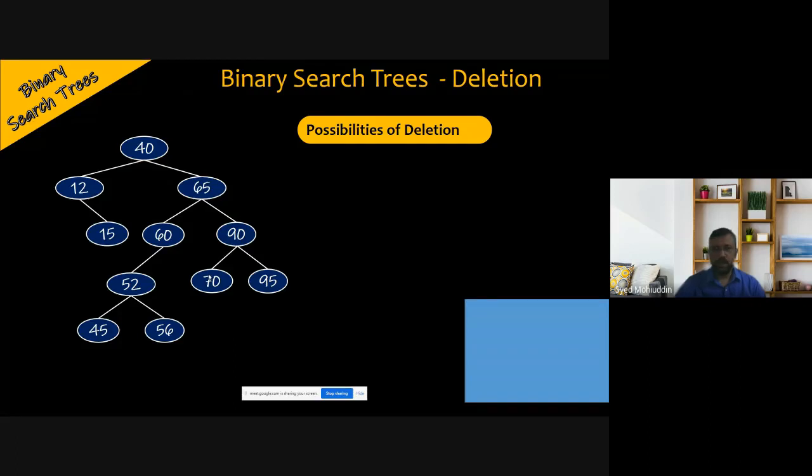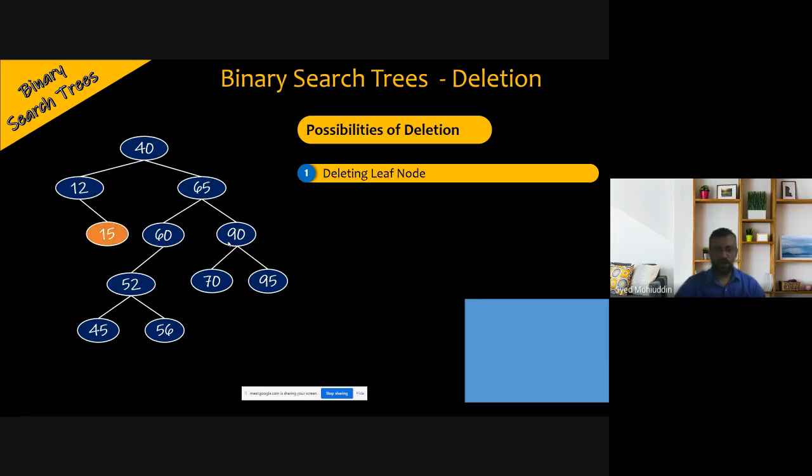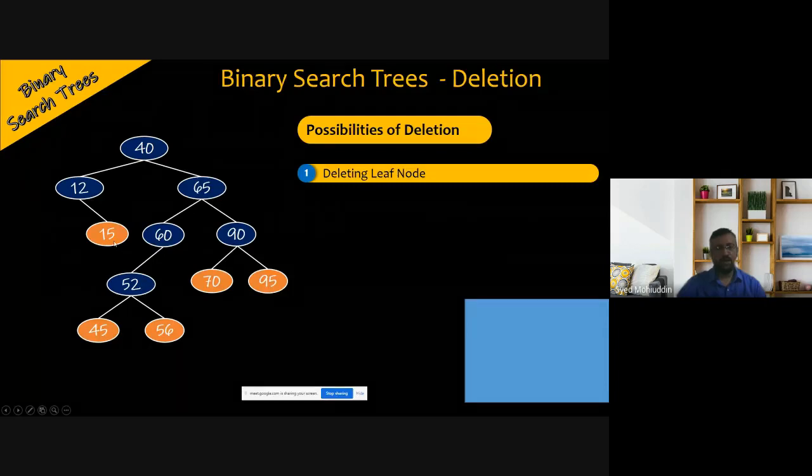Deletion has three possibilities. It can be a leaf node that we are trying to delete. That is what we talked about in the last class. For example, in this case, 15 is a leaf node, 45 is a leaf node, 56 is a leaf node, 70 is a leaf node, 95 is a leaf node. So deleting a leaf node is very simple. If we are trying to delete 15, 15 is the right child of node 12. So we simply make the reference of the right child null in node 12.